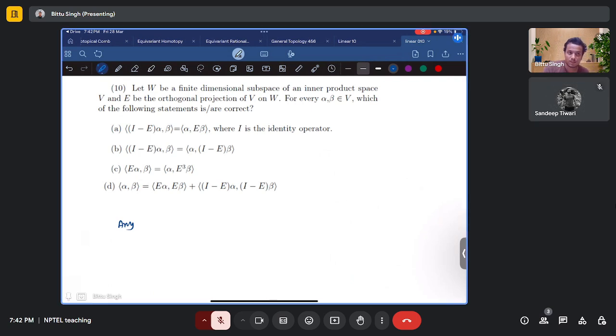No, that is for a projection, but for an orthogonal projection, idempotent is not enough. It satisfies some additional conditions. So in this problem, I'll explain why not every idempotent is an orthogonal projection. Okay, so let me explain this problem.